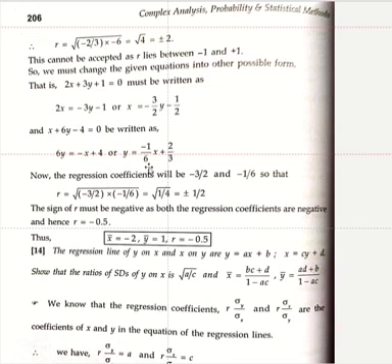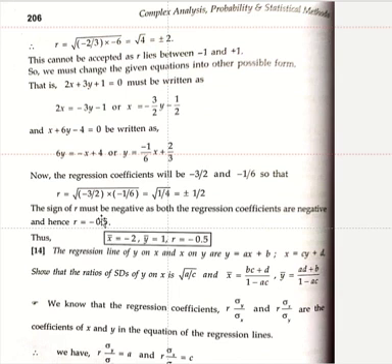Now the regression coefficient is minus 3 by 2, and here the regression coefficient is minus 1 by 6. So the correlation coefficient r is equal to the square root of minus 3 by 2 into minus 1 by 6. Simplifying these two, we get the square root of 1 by 4. The square root of 1 by 4 is plus or minus 1 by 2. The sign of r must be negative because both regression coefficients are negative. Therefore, we take the negative value. Therefore, r is equal to minus 1 by 2, that is minus 0.5.